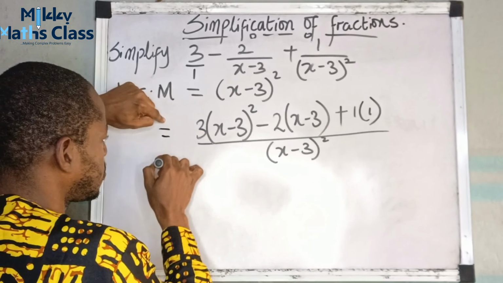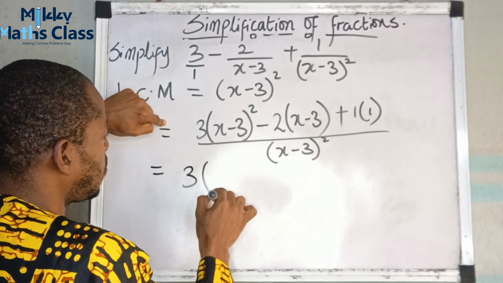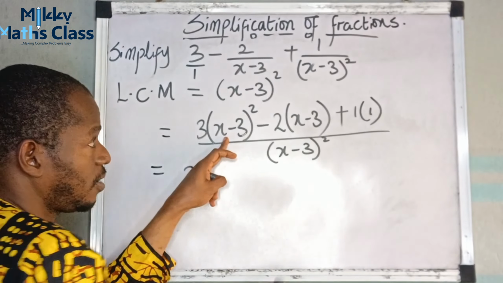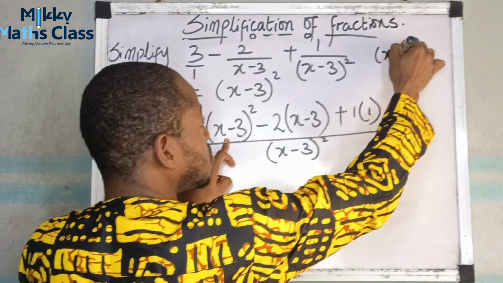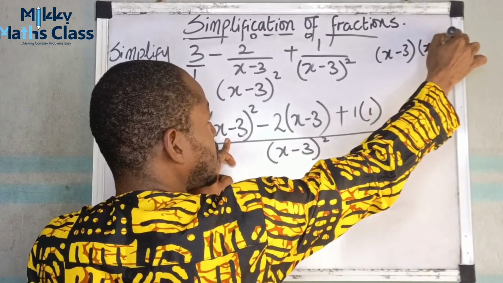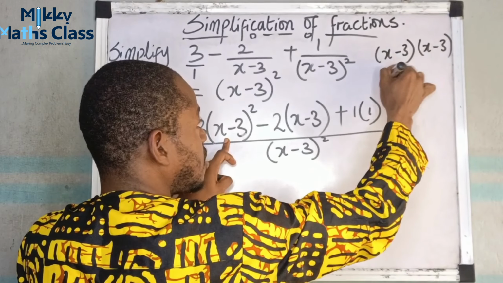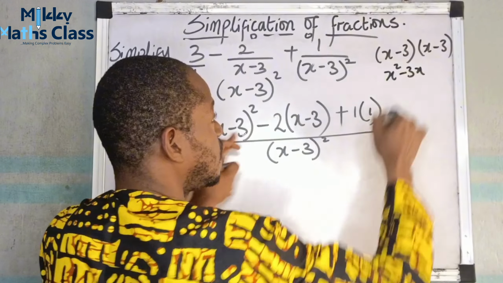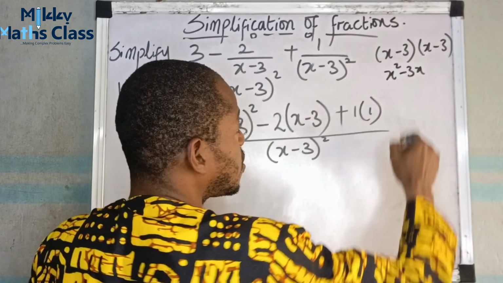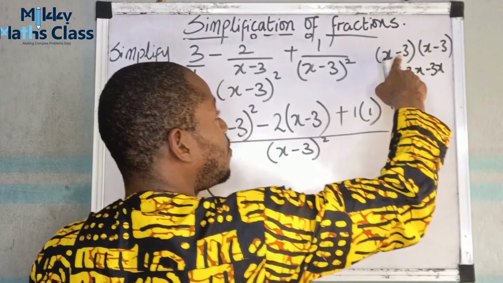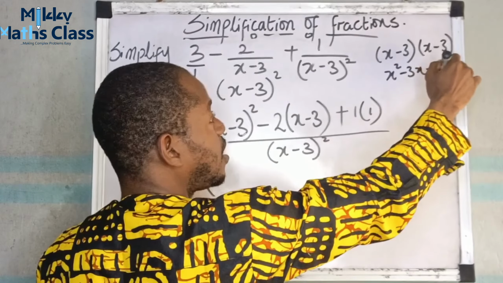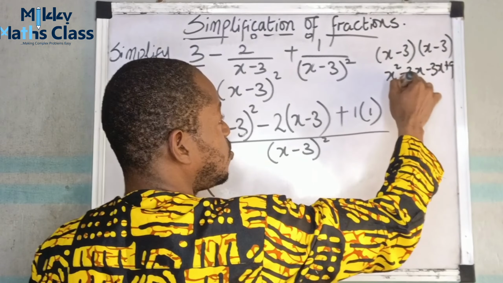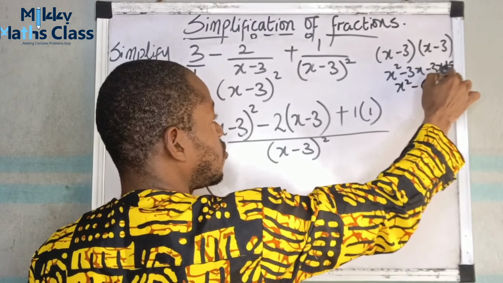This becomes 3 into bracket x minus 3 all squared. Look at the corner of your notes. Let's do that. Minus 3 all squared. x times x, that's x squared. x times negative 3, that's negative 3x. Negative 3 times x, that's negative 3x. And negative 3 times negative 3, that's positive 9. So this becomes x squared minus 6x plus 9.